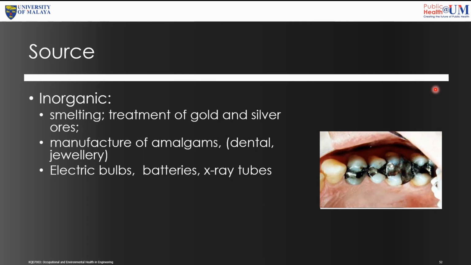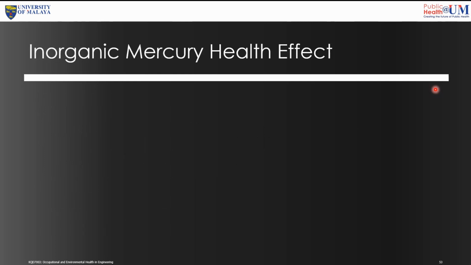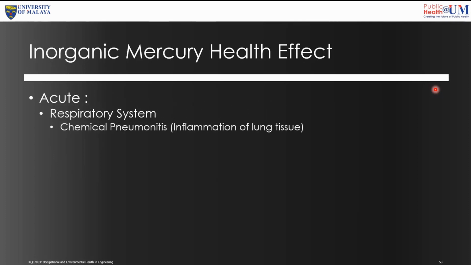That's why it's exposed to mercury as a dental technician. It used to be present in bulbs, and also mercury batteries and X-ray tubes. So those are where you can still find mercury. The other way you find mercury is elemental mercury. You get it in your thermometer and also your BP set.